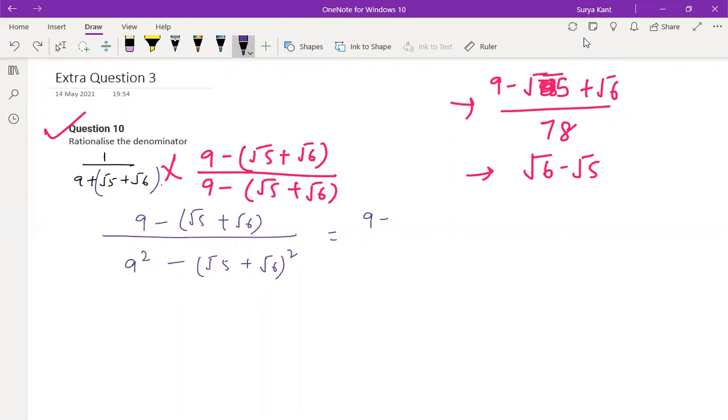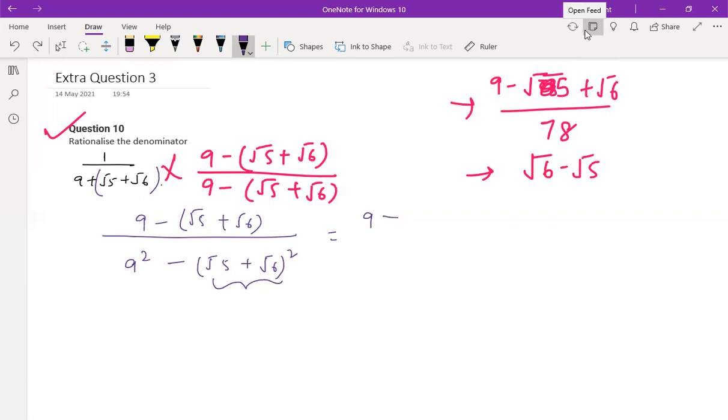What can we write? You can write the denominator as 9 square minus root 5 square plus root 6 square. See, this is of the form (a plus b) whole square. So you can't write only root 5 square plus root 6 square. A plus b whole square is not the separate squares. You should check the whole square, okay? A small mistake.